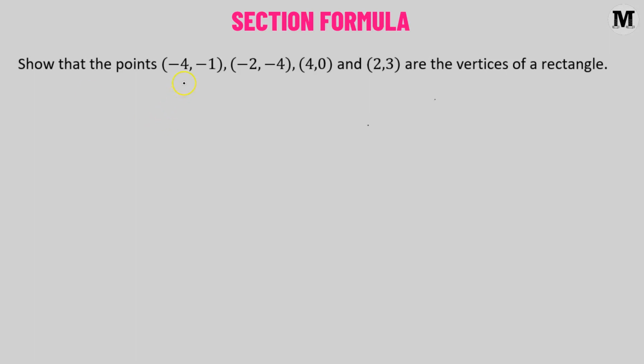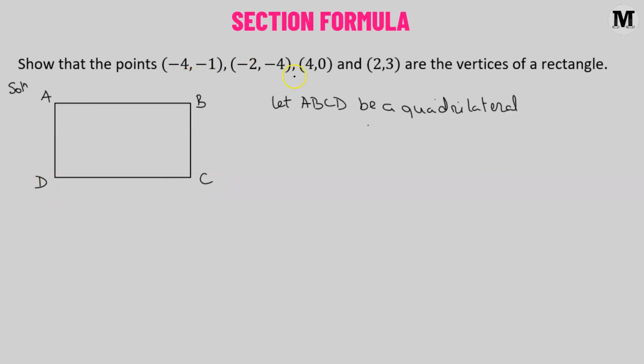We need to show that these 4 points form the vertices of a rectangle. So let us begin. We will consider a quadrilateral ABCD. Here we are provided with the coordinates of the vertices.